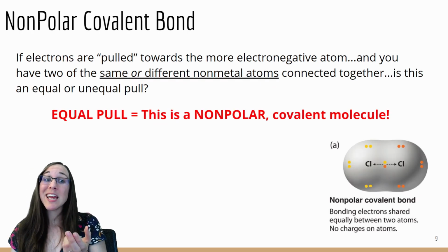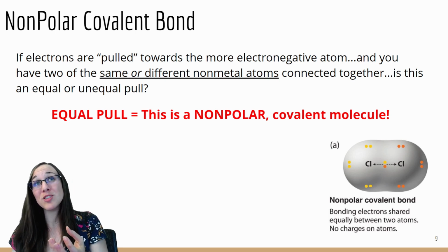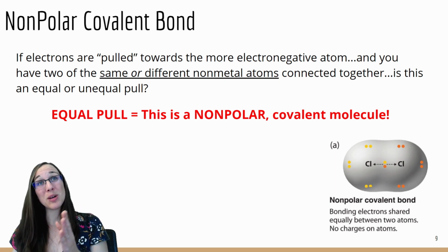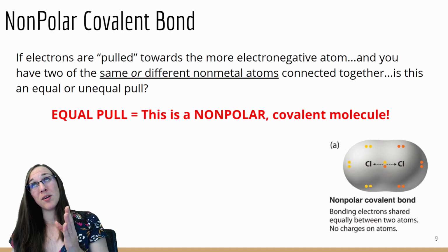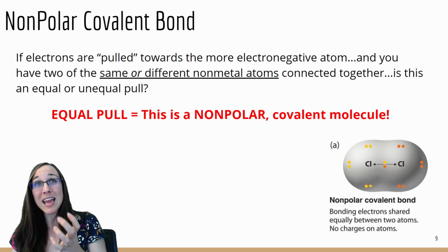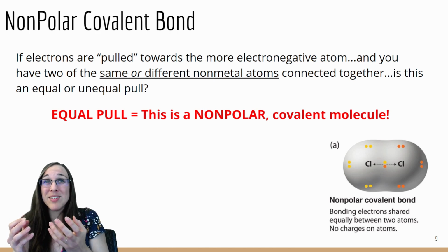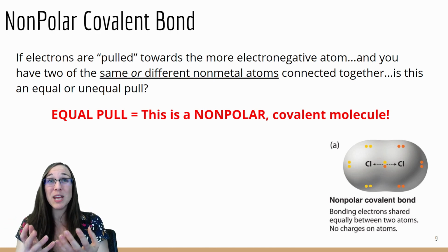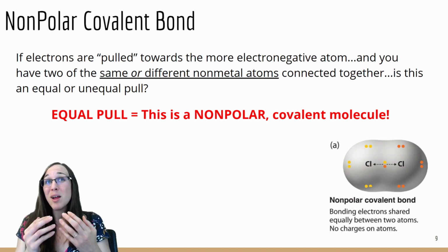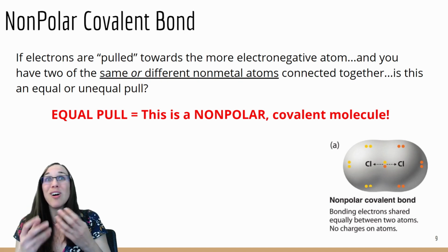On the flip side, if there were electrons being pulled toward the more electronegative atom and you have two of the same or different nonmetal atoms connected together, is this equal or unequal pole? Well, in this case, even if there's two different ones, but they're being pulled towards the same amount of strength, if you will, this would be an equal pole. This would be like having a tug of war with yourself. You're not going anywhere. You've matched each other's strengths, so to speak. So this is a nonpolar covalent molecule. The electrons are being shared equally between all of the atoms present.